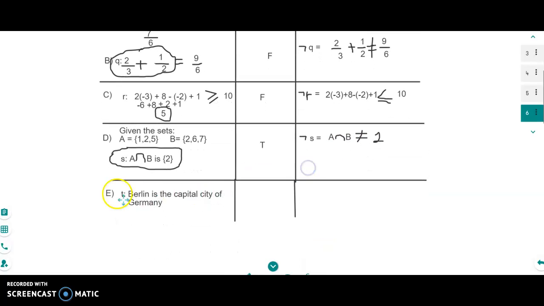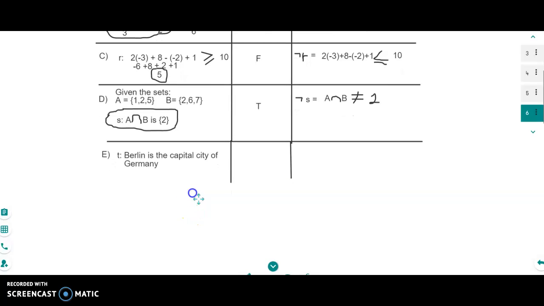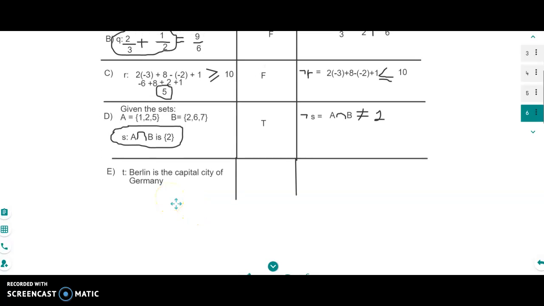And the last one is a sentence with letters, with words. It's a word problem. So we have Berlin is the capital city of Germany. If that's true, is that true or is it false? So we can check. If you don't know that, you can go to Google and check if that's true or false. But you already know, I hope, that you know some capital cities of Europe and other countries, and you realize that Berlin is the capital city of Germany. That's true, all right? So this is true.